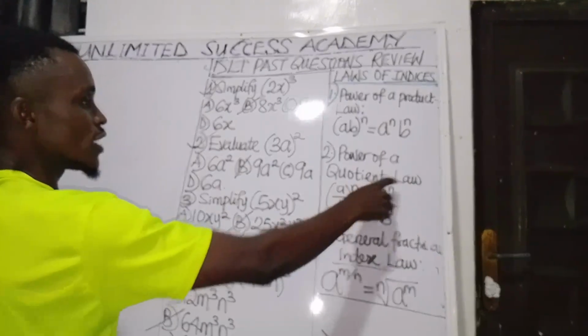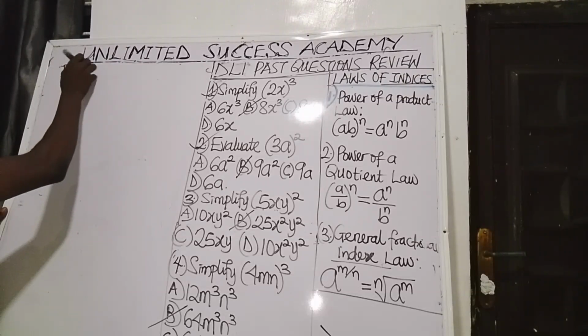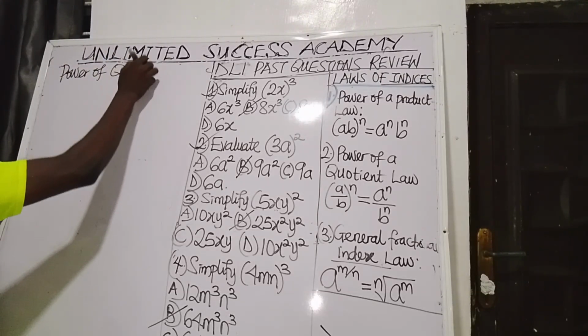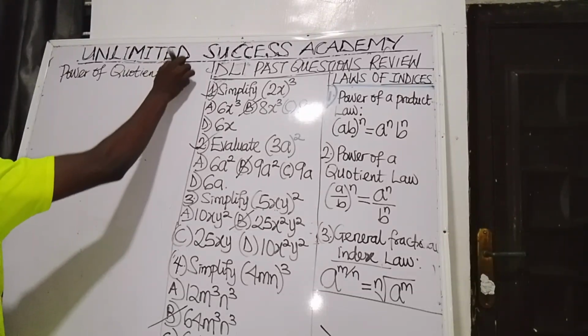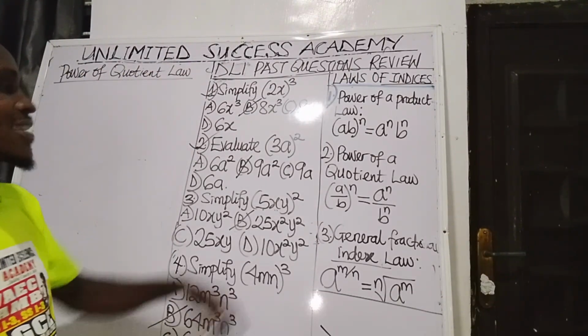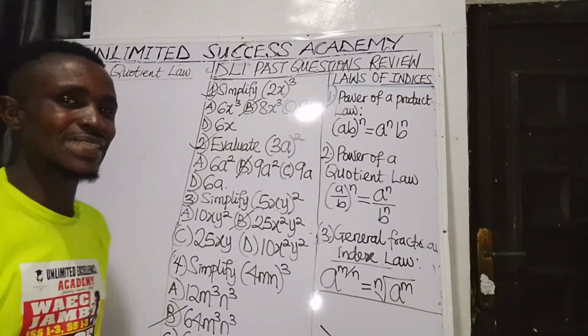Power of a quotient law. Look at this. I have power of a quotient law. Power of a what? Of a quotient law. Now, power of a quotient law and product of a quotient law has a relationship. Power of a quotient law is talking about when you have two numbers that are divided.